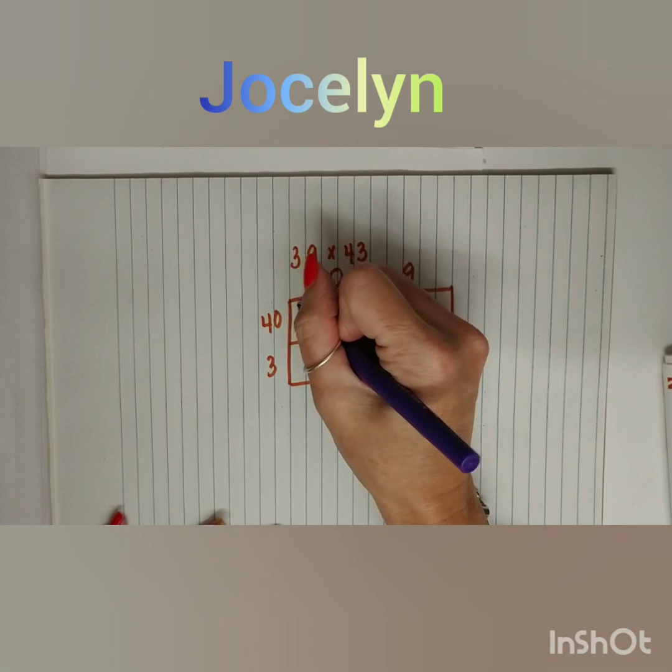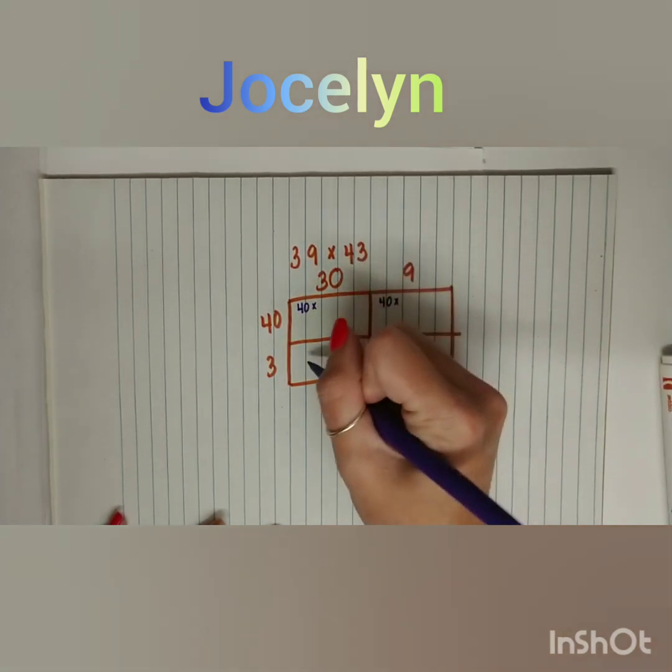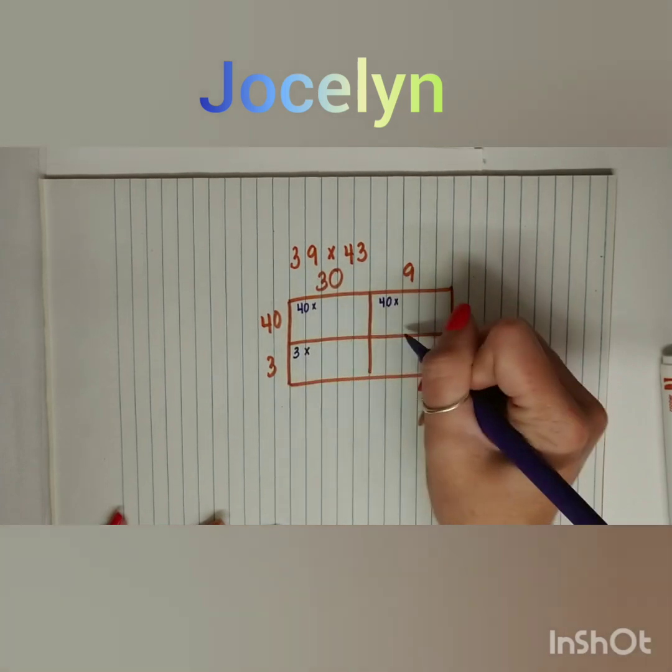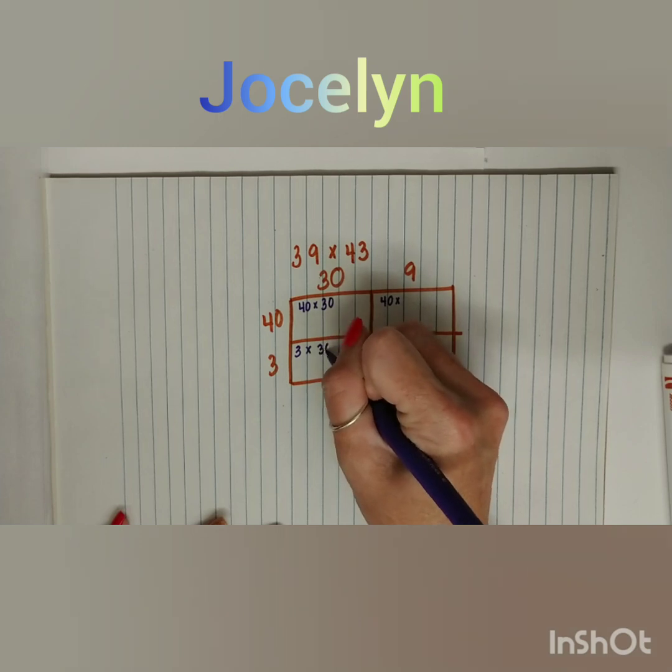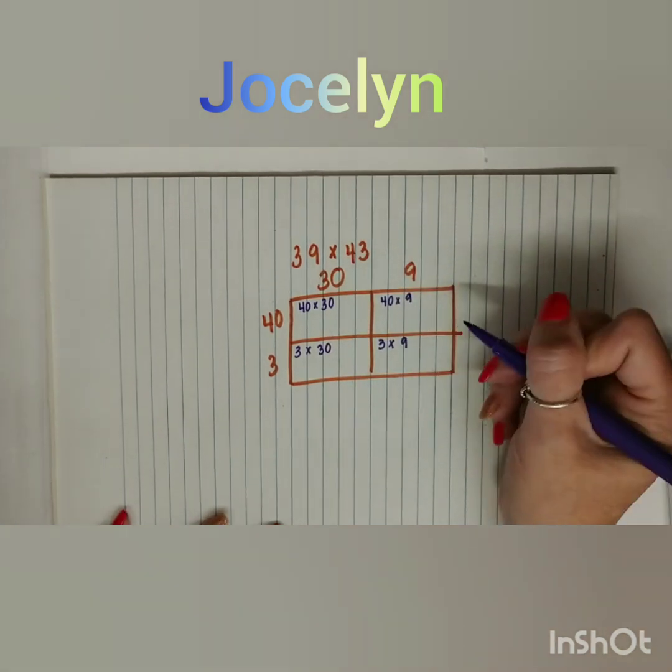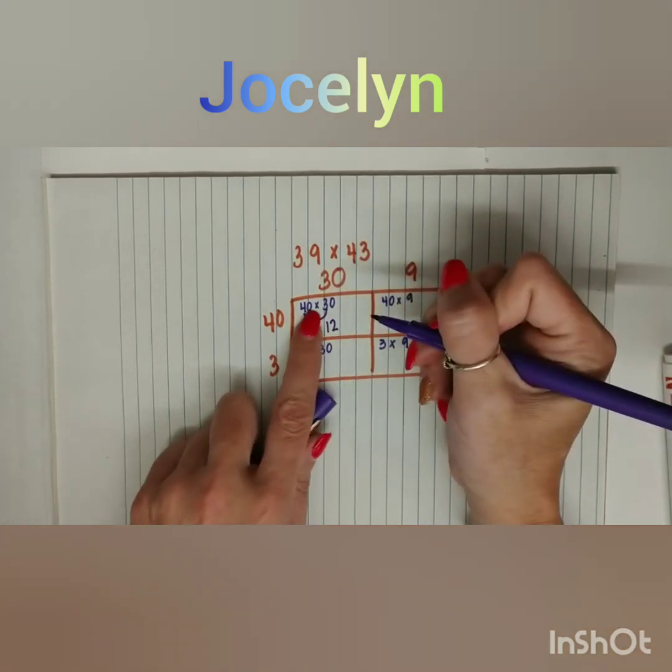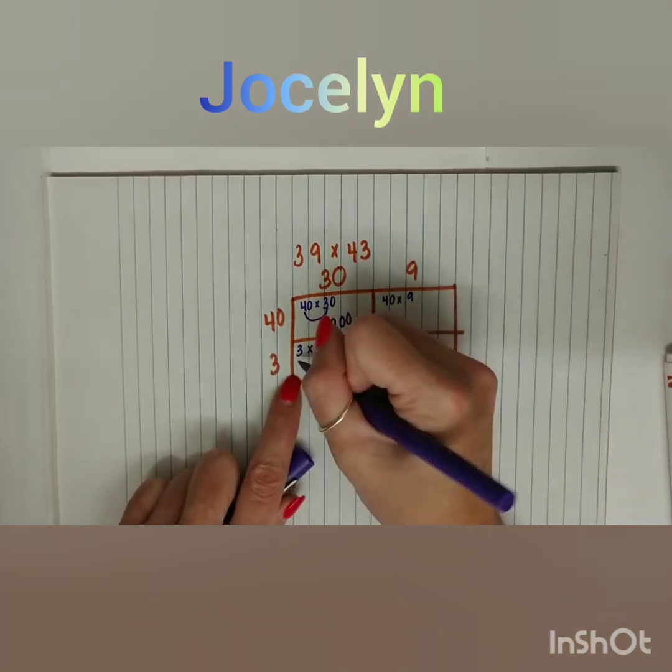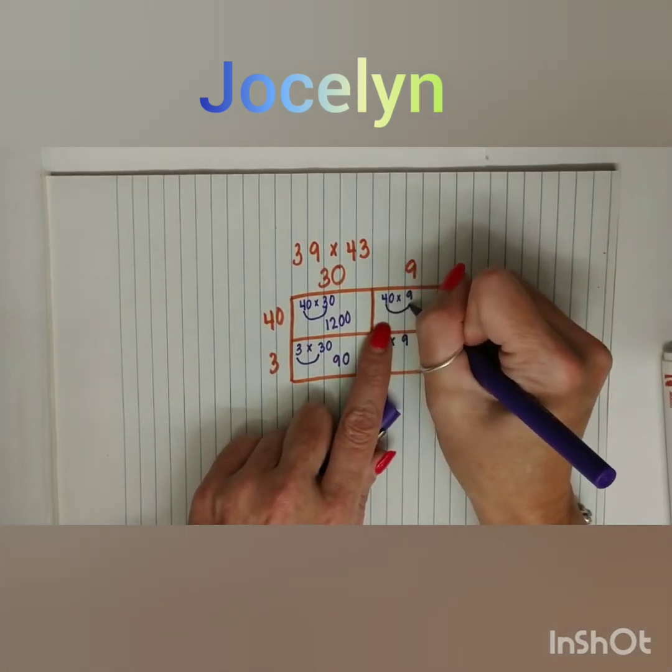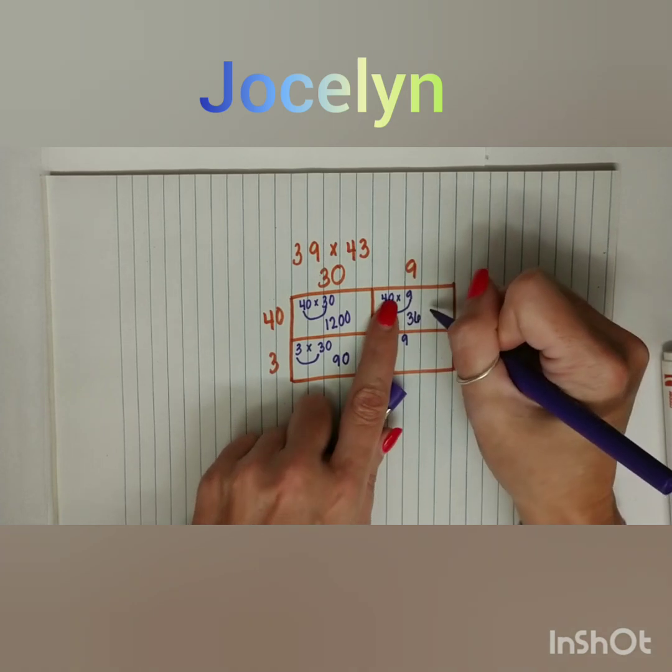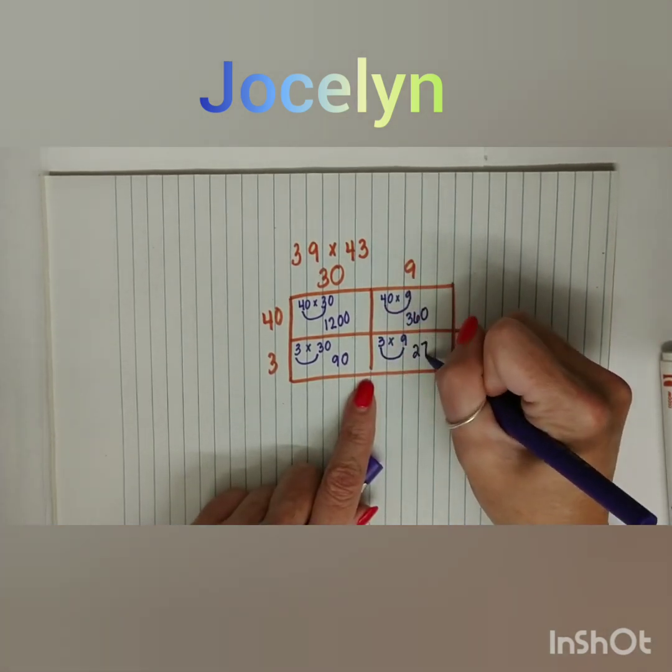So across 40 times, across 3 times, and then down 30, 30, 9, 9. So 4 times 3 is 12, and there are 2 zeros in here. 3 times 3 is 9, and there's 1 zero. 4 times 9 is 36, and there's 1 zero. 3 times 9 is 27.